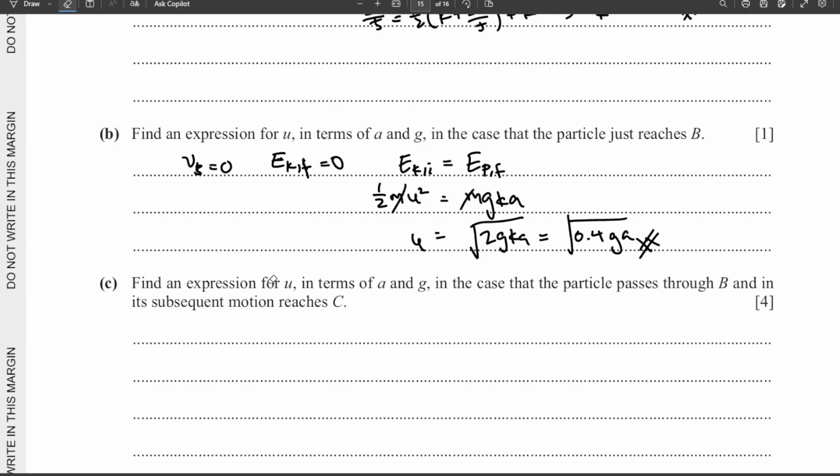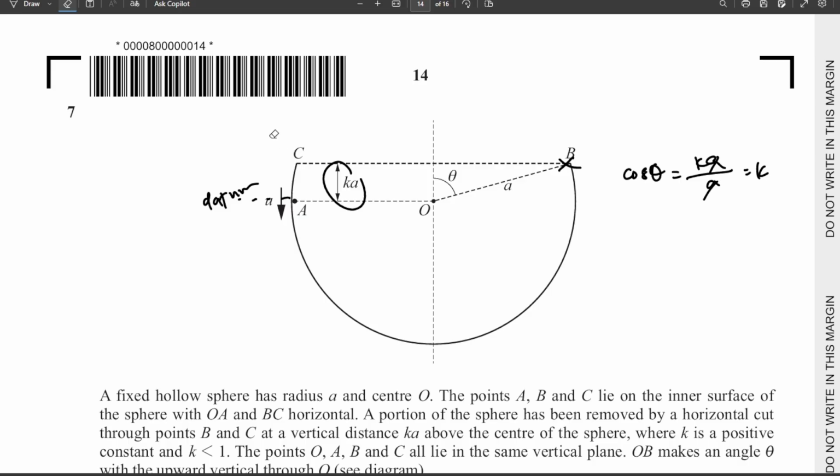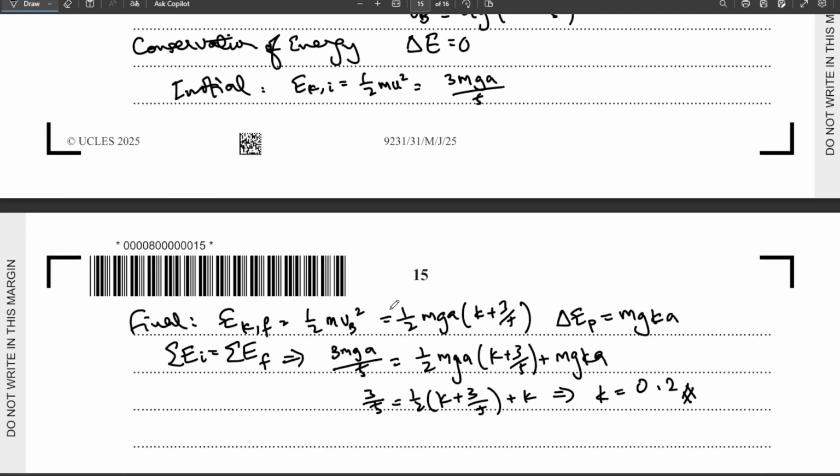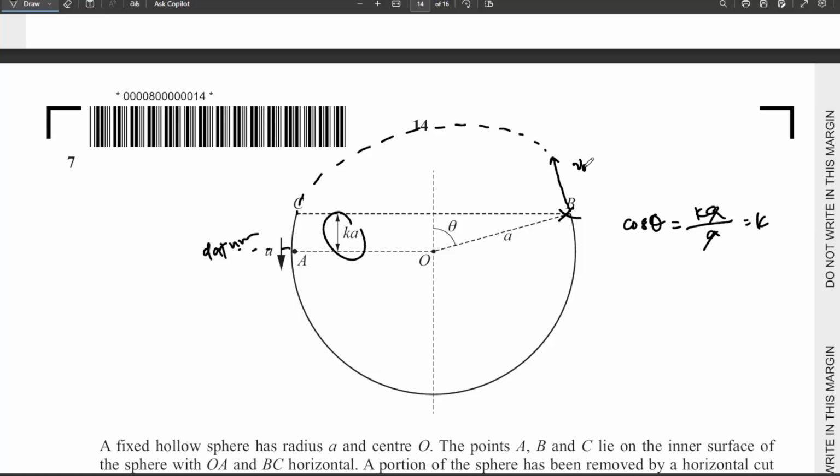Part C sort of transforms itself into a kinematic projectile motion question, because they want to find the expression of u where the particle passes through B and then reaches back to C. So they want us to find the starting speed for which it is projected downwards, reaches B, and is then projected out at B again, up at some angle, and then goes into projectile motion and reaches back to C. I need to figure this out slowly. So first we want to find what the speed VB is that makes it possible to reach back to C.